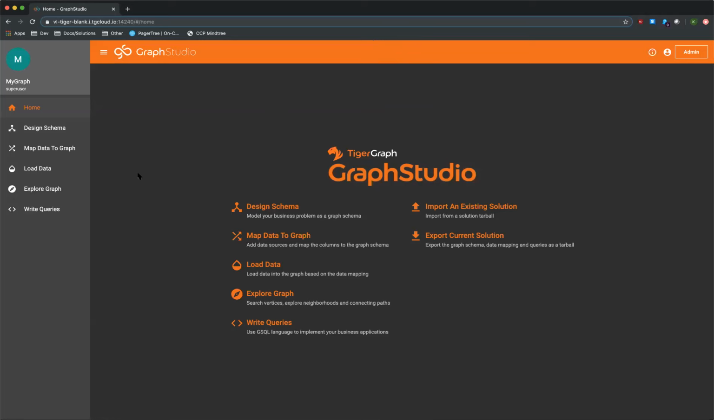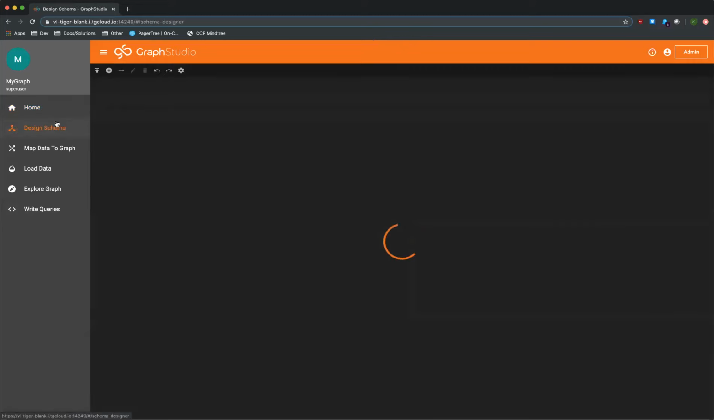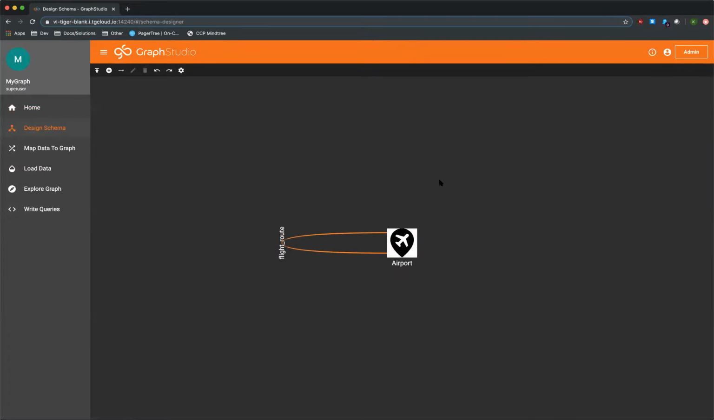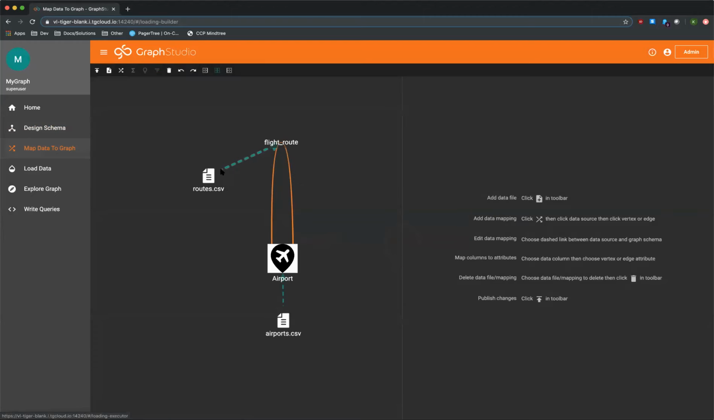But if we go to design schema, I told you we have airline data. So we have a bunch of airports, and you can see they've got several ways of identifying them, and then flight routes, which go from one airport to another. We got this data from, I think it was called openflights.org, where it had something like 8,000 airports and 60-some thousand routes all around the world.